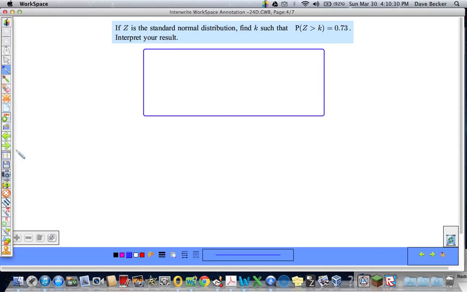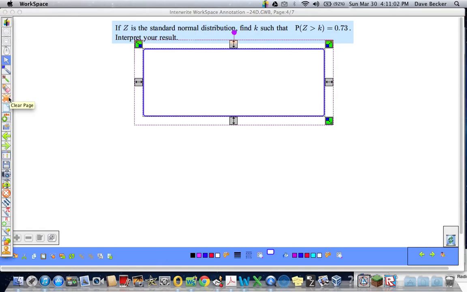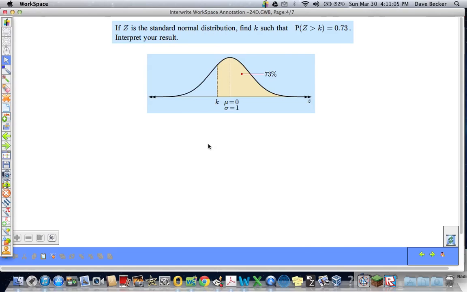Next example. If z is the standard normal distribution, find k such that the probability that the standard normal variable is greater than k is equal to 0.73. Interpret your result, okay? So this is very, very important here. The little distinction here, the greater than: z is greater than k is equal to 0.73. So again, the curve is the big dealio here. Got to know what we're looking for. So the greater than is the key here, yes? It's to the right on the curve.